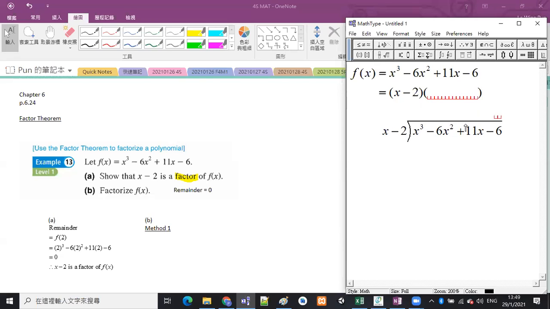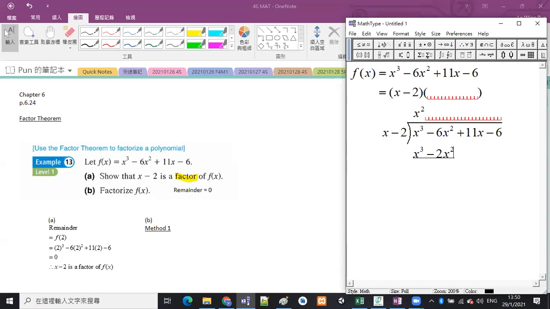The first step: we need to compare the head terms. We want 1x cubed, and we have 1x. So what we need is 1x squared. I need an x squared to multiply x in order to get the x cubed. Then we really multiply the x squared to x minus 2, so you get x cubed minus 2x squared.